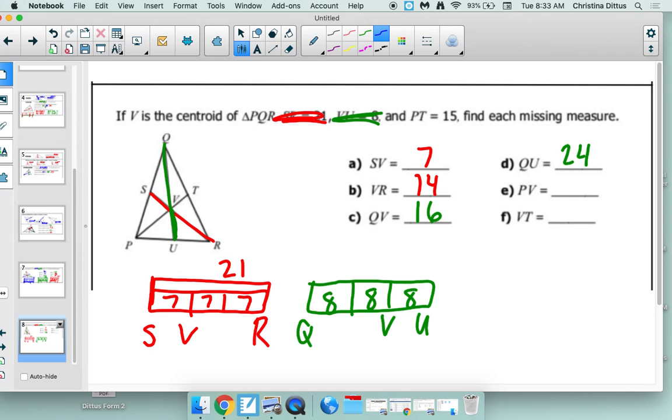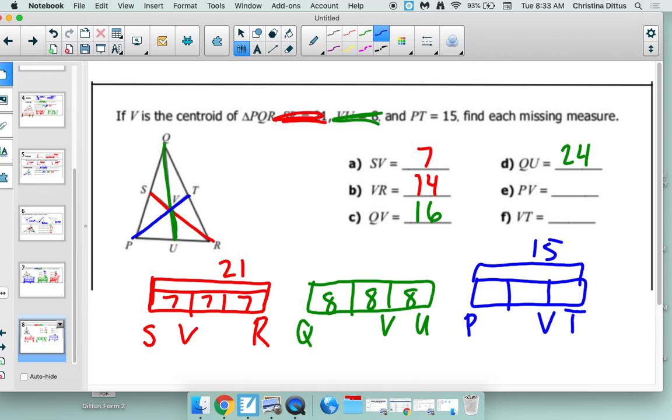Then we got PT, the whole line is 15. Where's V going, left or right? How big is each box? 5. So PV is 10, and VT is 5. Nice.